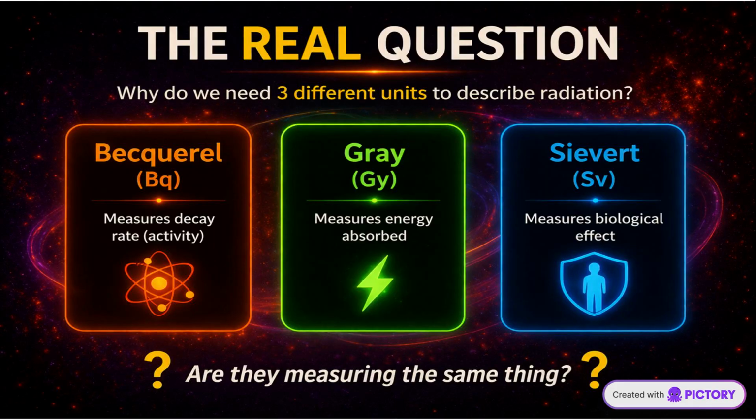Let's sharpen the question. If radiation is just nuclear decay, why isn't one unit enough? Why do scientists insist on three? Are these just different ways of saying the same thing, or are they measuring fundamentally different aspects of the same phenomenon? Until we answer this, these units will always feel confusing.